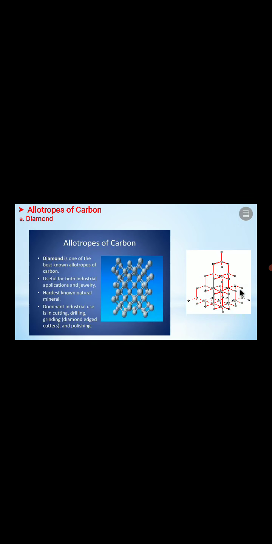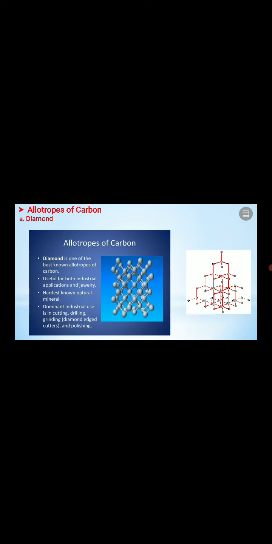The first is diamond. Students, in diamond each carbon atom is linked to four other carbon atoms in a tetrahedral manner. The carbon-carbon single bond distance is 154 pm. The tetrahedra are linked together, forming a three-dimensional network structure involving strong carbon-carbon single bonds. Thus, diamond is the hardest natural substance with an abnormally high melting point, that is 3930 degrees Celsius. Diamond is a bad conductor of electricity.